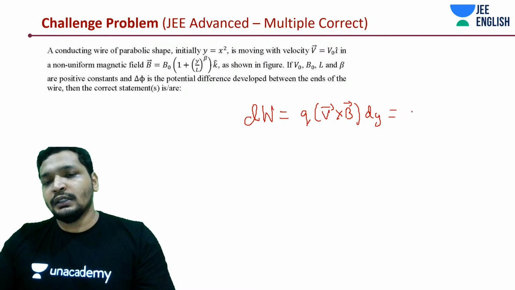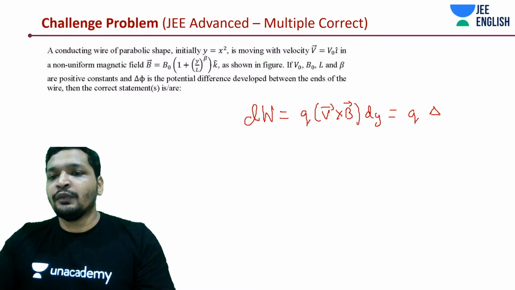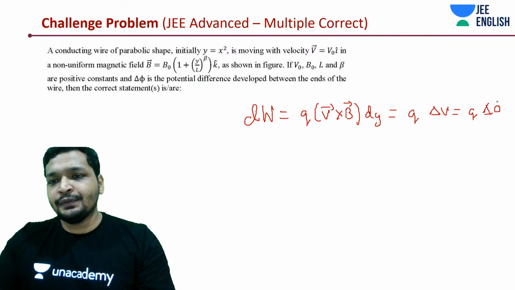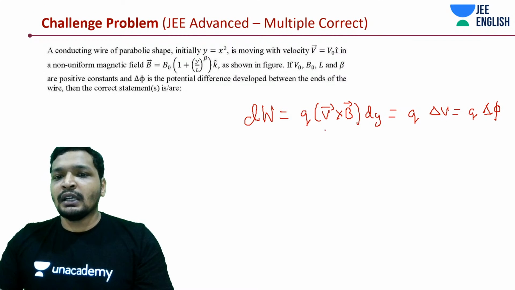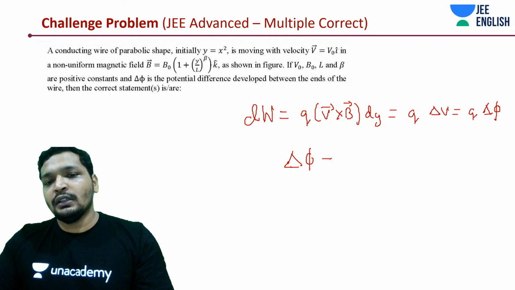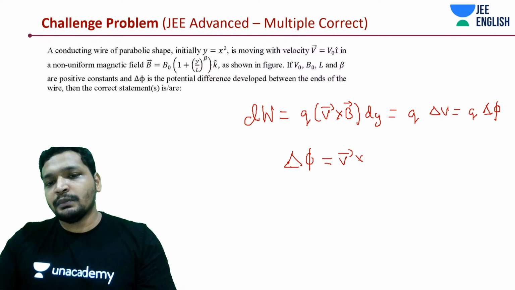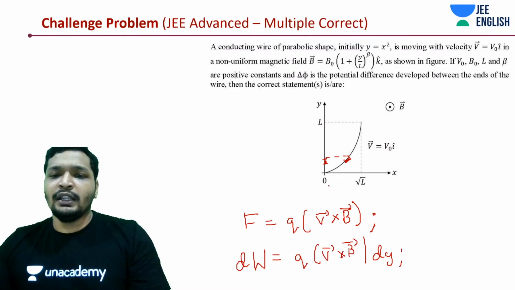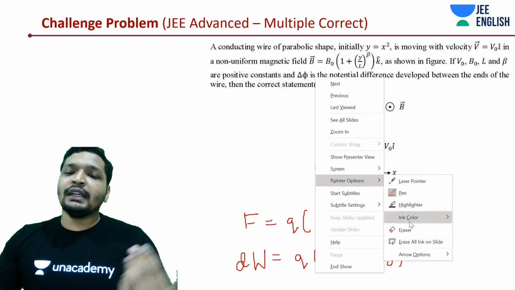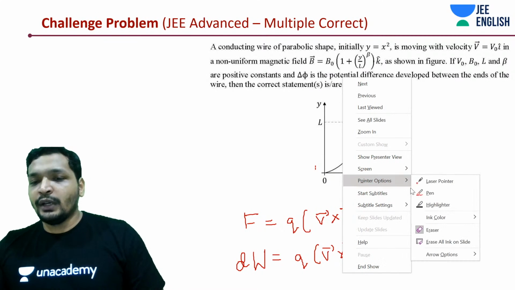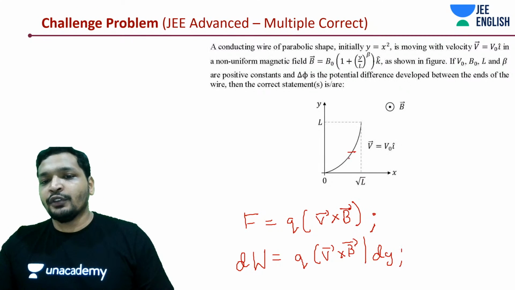How much is this? Q into delta V, which can be written as Q into del phi. That means what is del phi? Del phi's value is simply V cross B dy for a given small length of projection, because the magnetic field is varying at each place, so of course there has to be a potential difference, according to this problem.